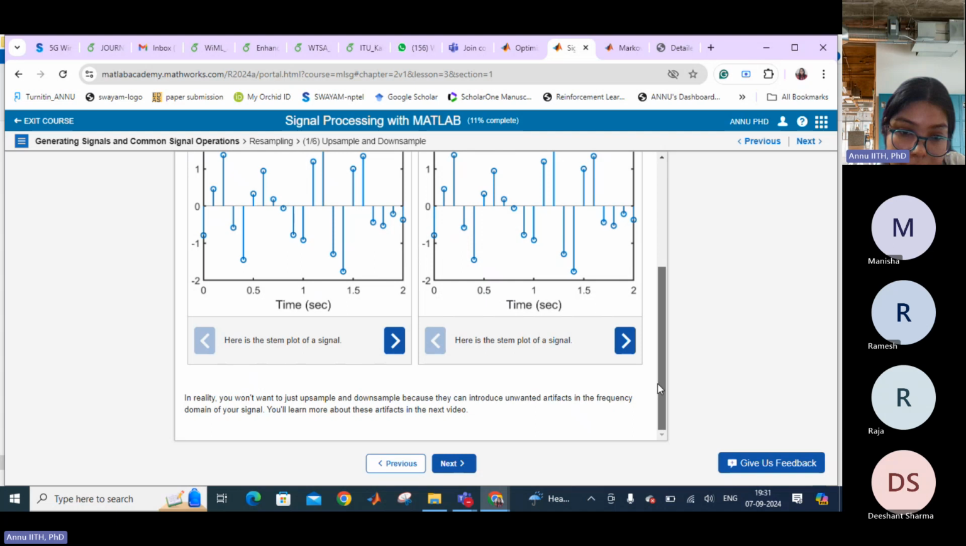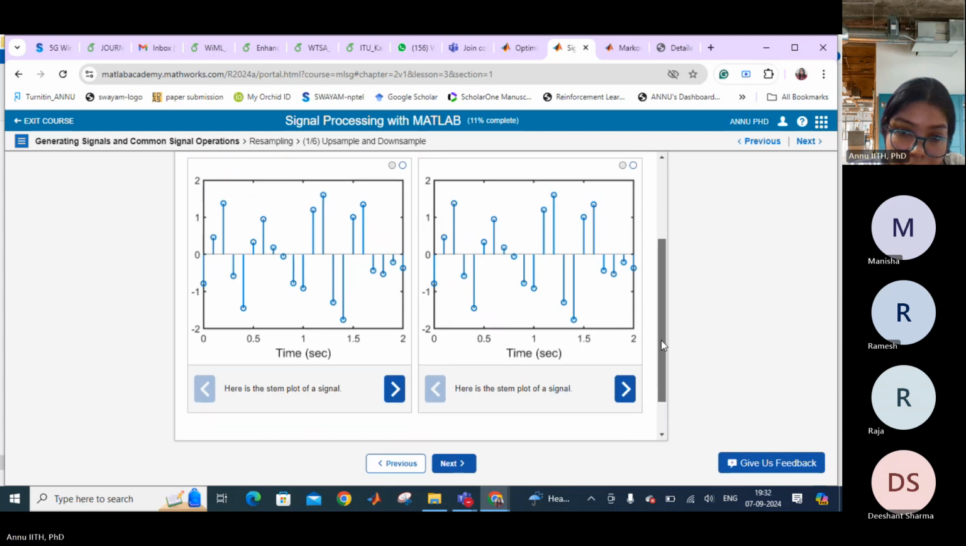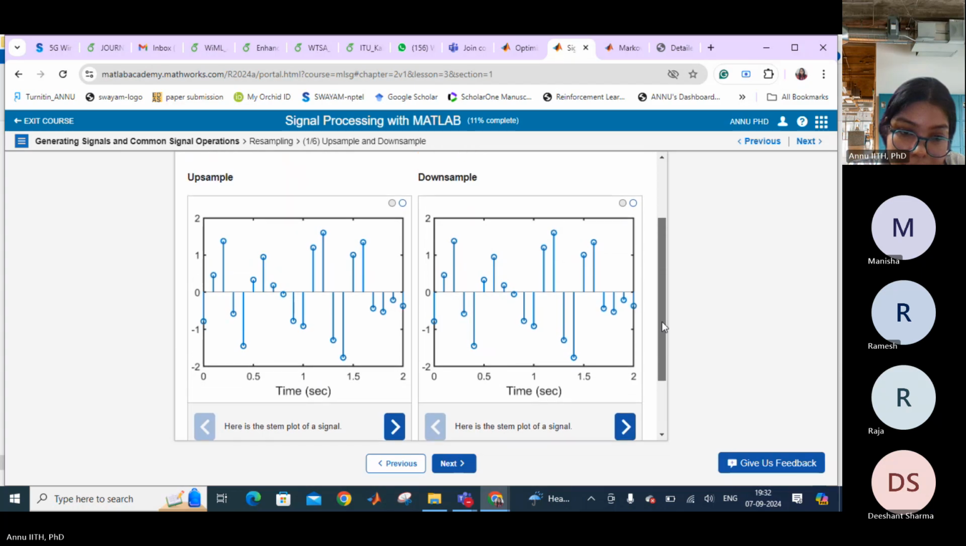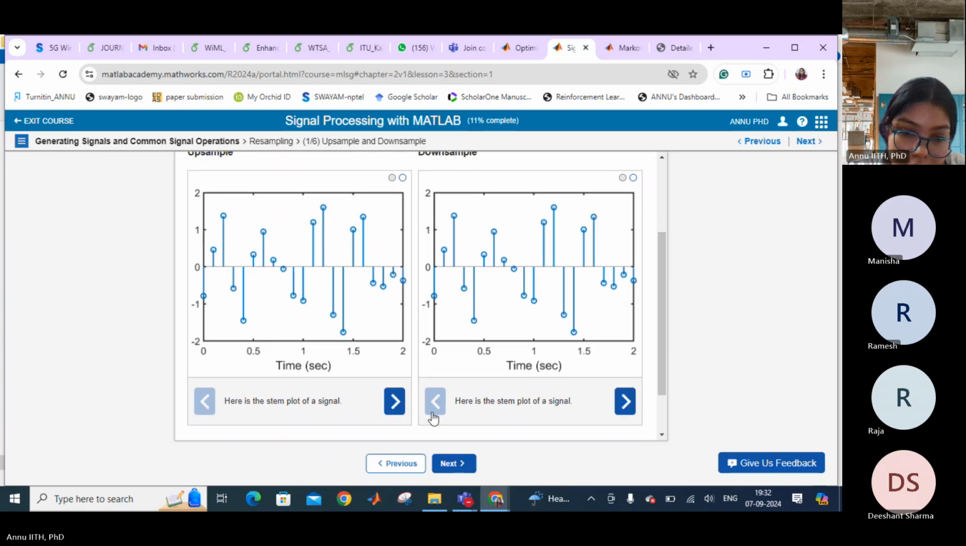Upsample, downsample. Here's a stem plot of a signal. Upsample operations add zeros. The signal was upsampled by a factor of 2, so a 0 was added between the samples. So one 0 was added. Okay, you can see these were the samples. So one 0 added in every sample, meaning n minus 1 zeros.